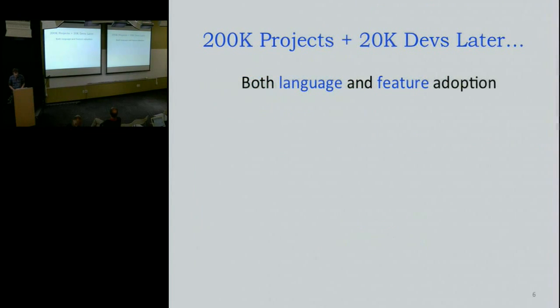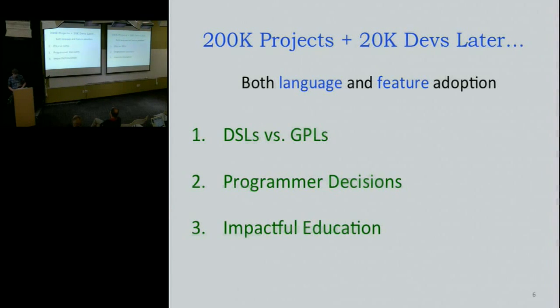So when I'm talking about adoption, I'm interested in actually two things. One is a language like Haskell, but also another thing is a feature like functional programming. And throughout this talk, I'm going to switch in and out of those two different types of adoptions. And we've done a lot of cool quantitative analysis, but here I just want to talk about three particular types.